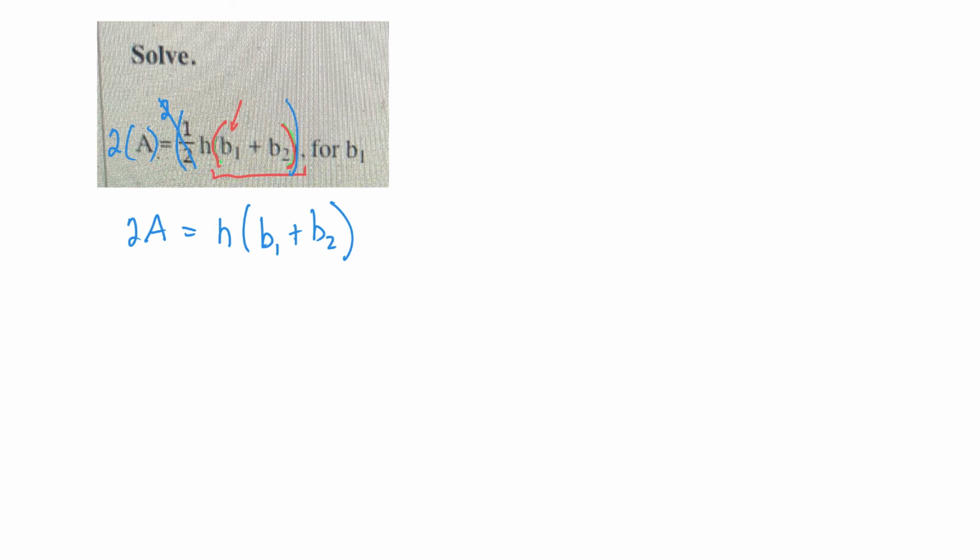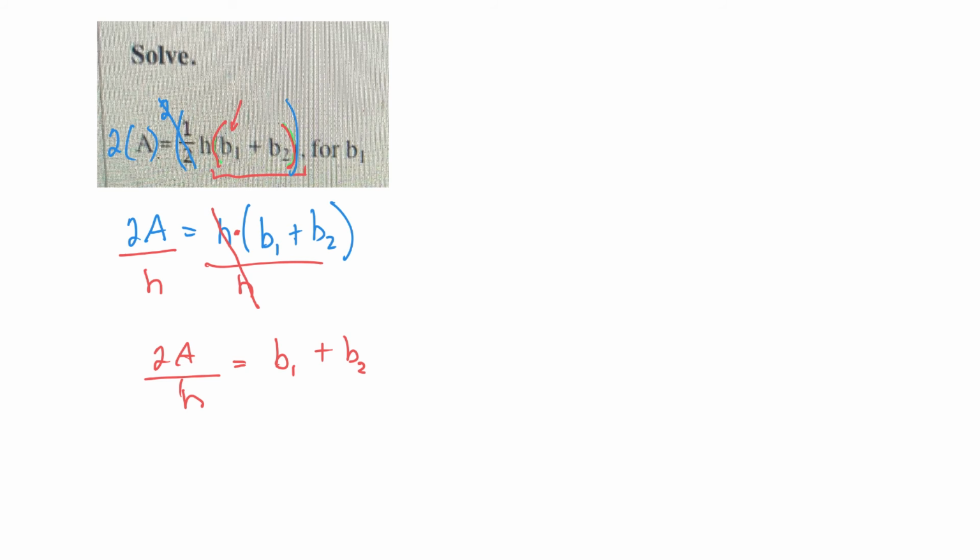Okay, now I'd probably get rid of the h. So let's divide everything by an h, because this is times, right? So I'll divide by an h. That'll cancel it. If I do it there, I got to do it over here. So I have 2a over h is equal to, and now on this side I can drop the brackets because that's all that is there. So it's just b1 plus b2.